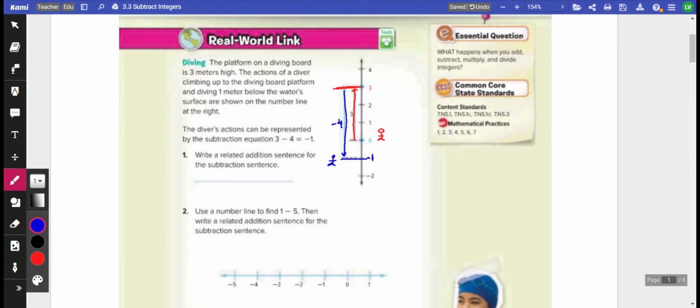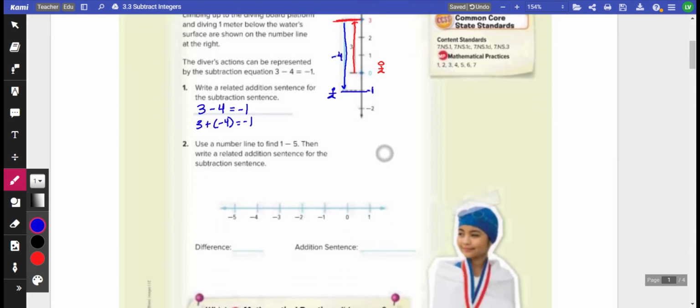So number 1, write a related addition sentence for the subtraction sentence. Well, if you have 3 minus 4 equals -1, you could write that as 3 plus -4 equals -1. Because adding a -4 is the same thing as subtracting 4.